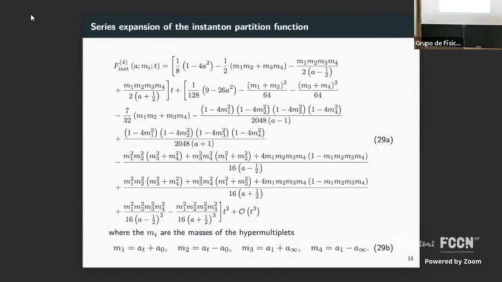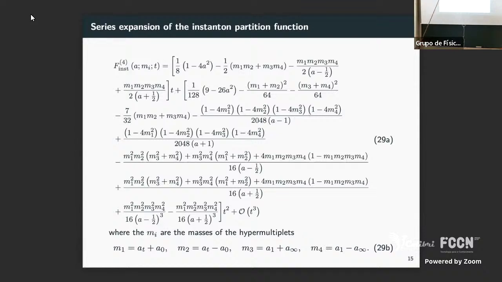So, okay, now the idea is to compute this F. F has a series expansion in powers of t, and is related to the instanton part of this N=2 SU(2) supersymmetric gauge theory with 4 fundamental hypermultiplets.